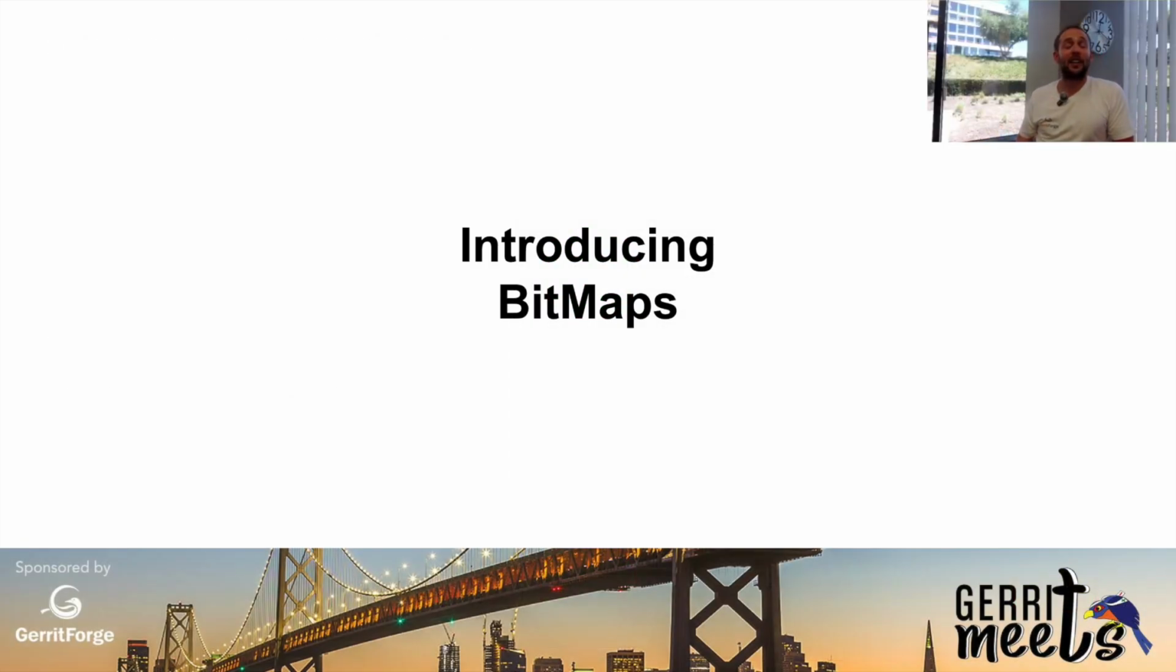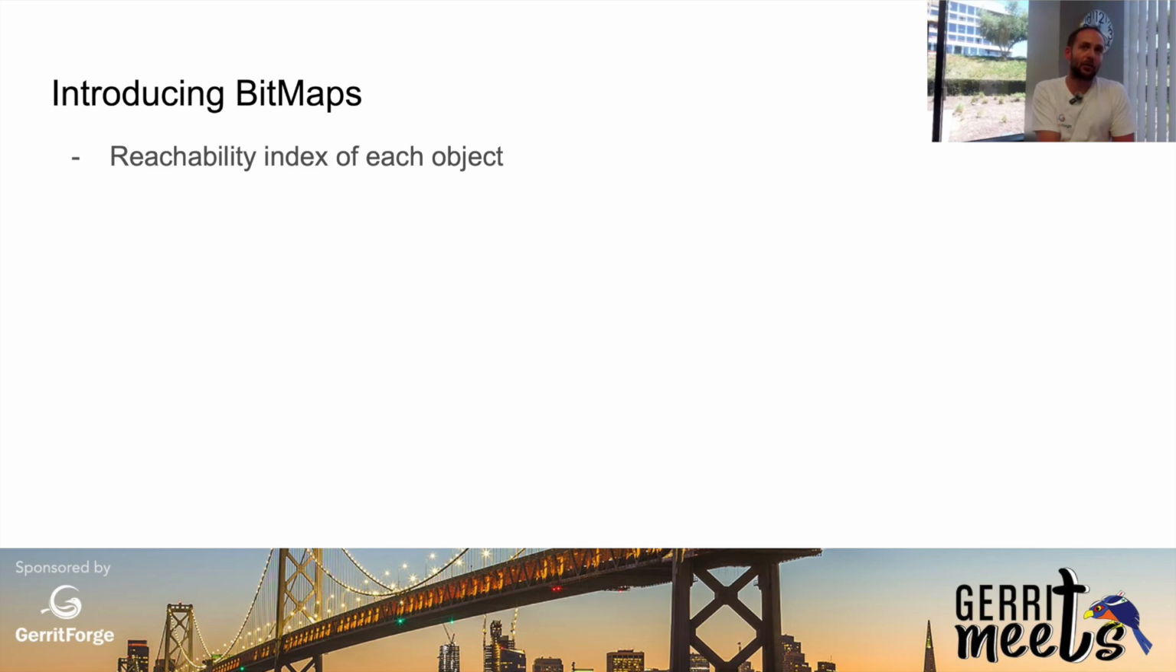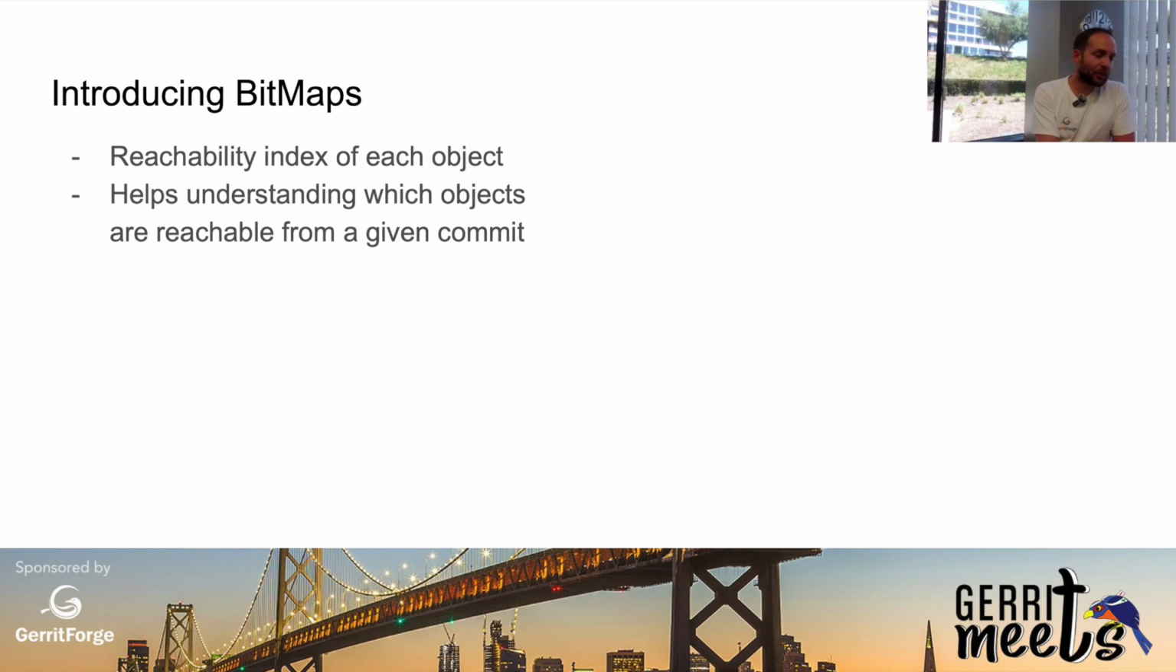Introducing bitmaps. This is nothing we've done. This was introduced by Google in 2013, so it's nothing new, but I always feel like it's something quite obscure, so always good to re-go over it. So essentially, bitmaps help us ask what objects can I reach from this commit. So it's a reachability index of each object. So each object in the repo has a bitmap. Okay, so when I say that there's a bitmap file, it actually contains a bunch of bitmaps inside. It helps us understand, as I said, which objects are reachable from a given commit.